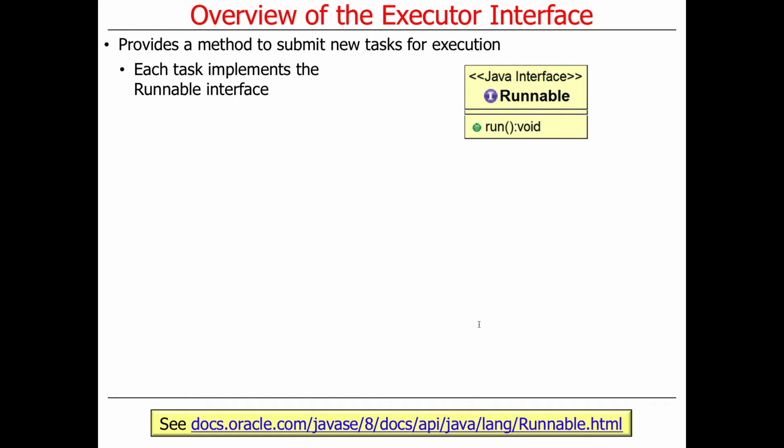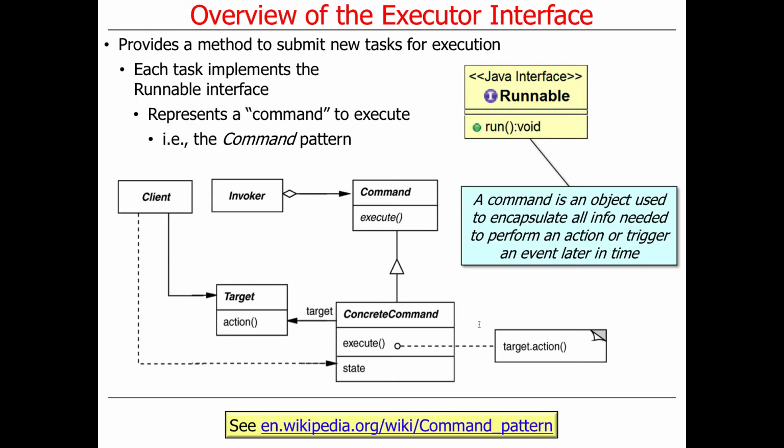Each task that is submitted to the executor implements Runnable, either directly or through a Lambda expression. So you hopefully have seen the Runnable interface before. In fact, Runnable is what you give to a thread also if you're going to implement a thread. This represents a command to execute. So the instance of Runnable is a command that will be executed.